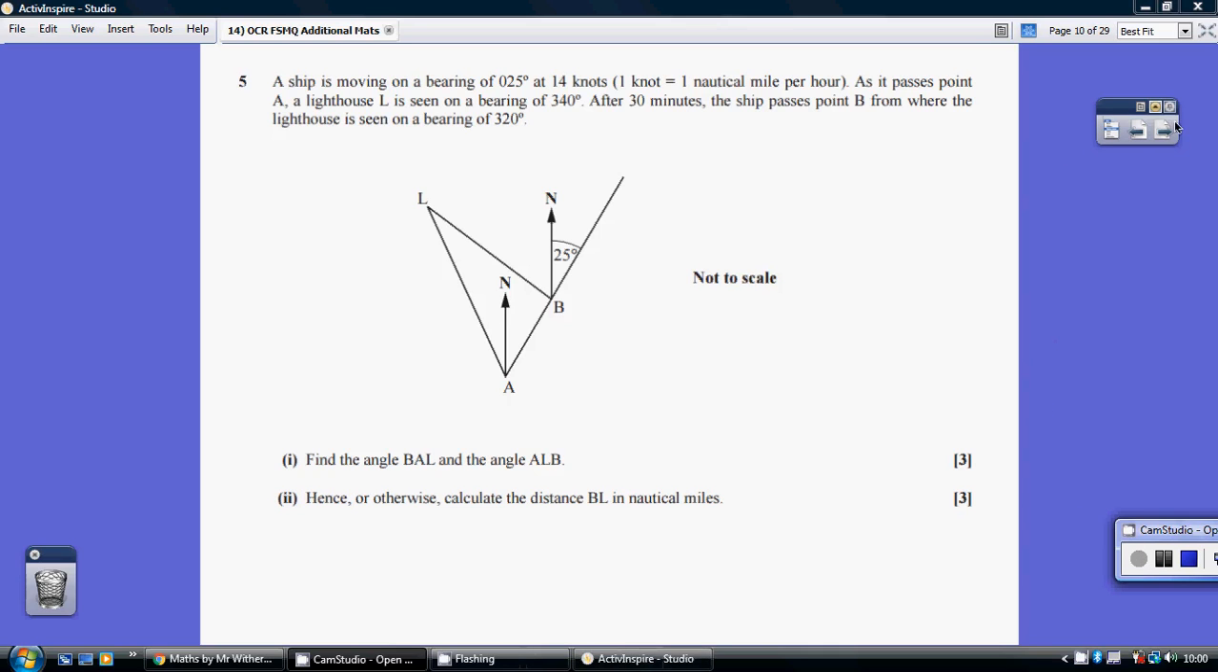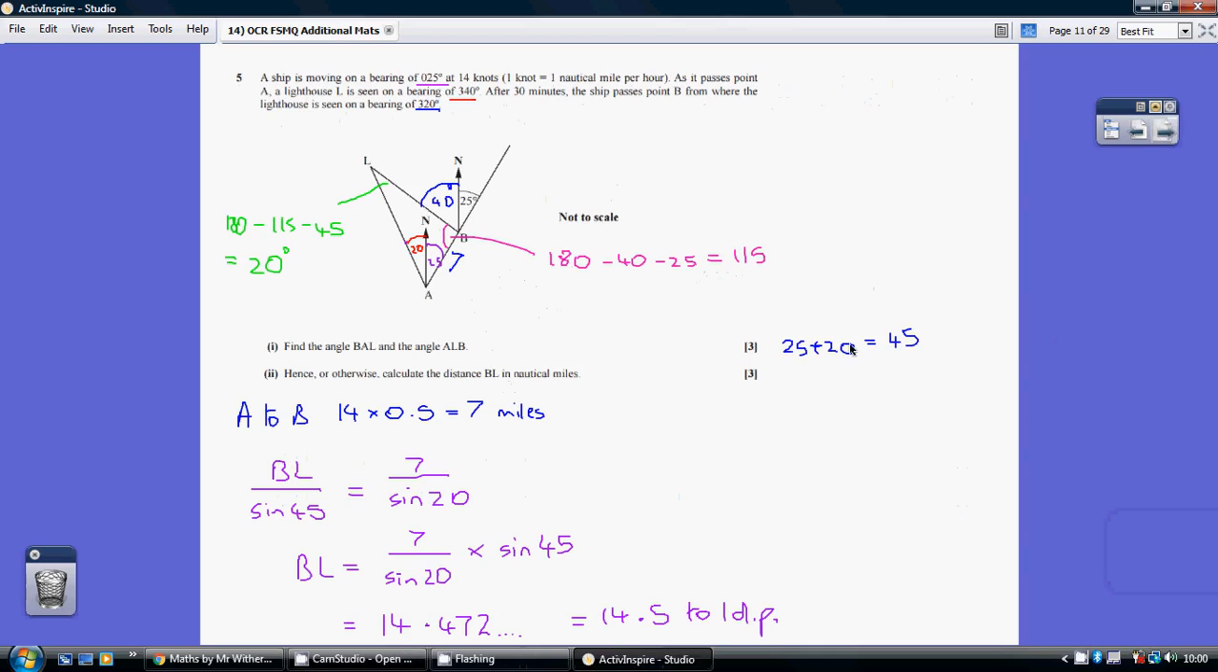Question 5. So let's start off by labelling our diagram with all the angles that we're told. We're told that a ship is moving on a bearing of 25 degrees to start with. So remember, bearings are measured clockwise from north. So from point A clockwise, that's where we get that 25 degrees from.